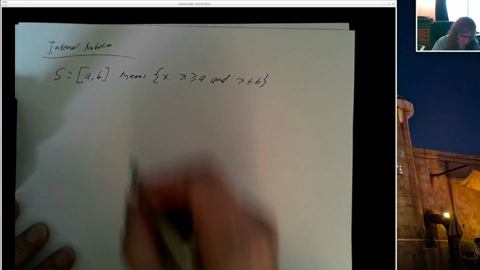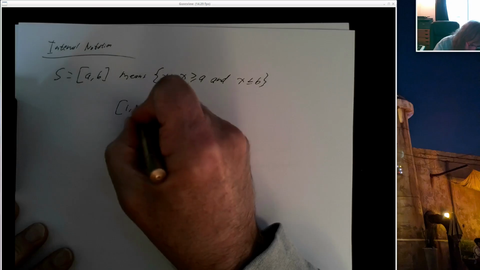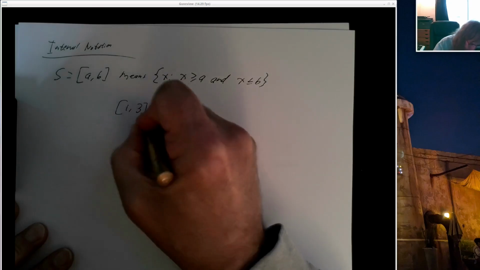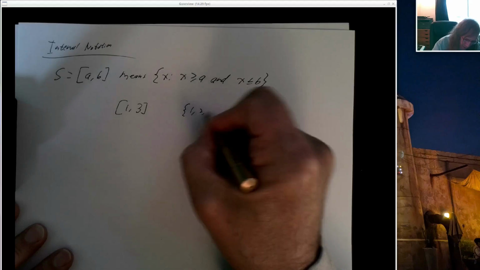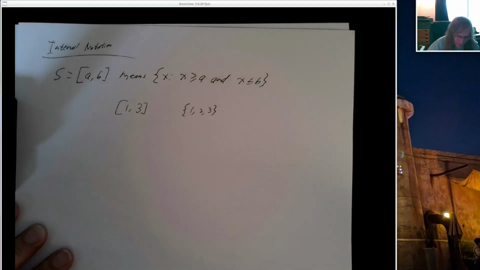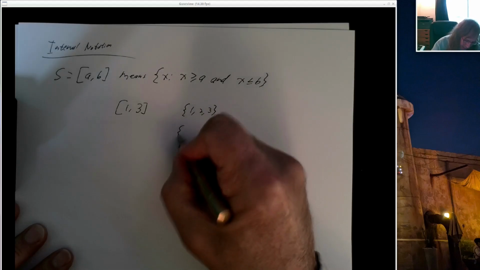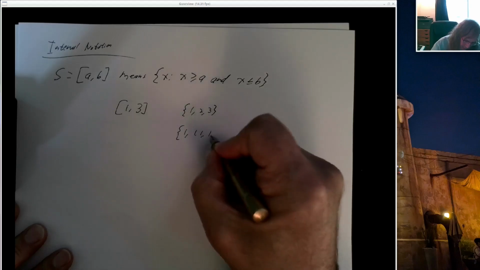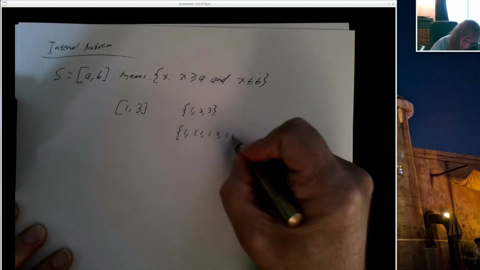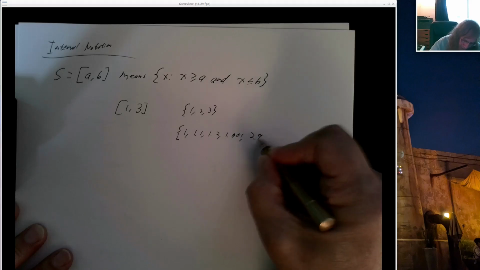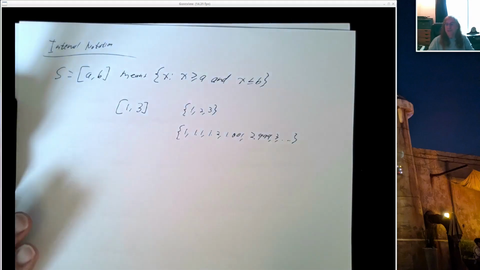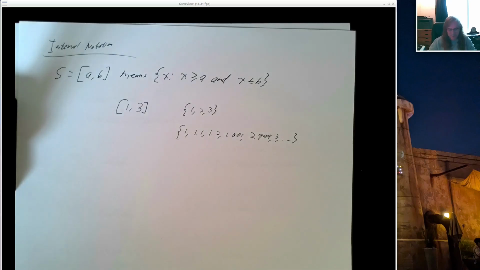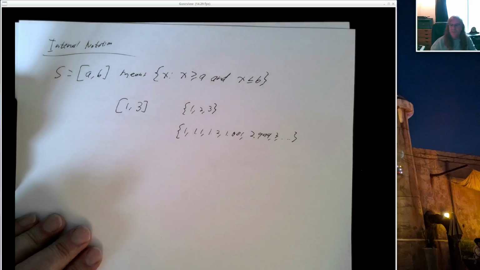So for example, if we were to say bracket 1 comma 3, well, if we're dealing with the integers, this would be the set 1, 2, 3. If we're dealing with the reals, this would be the set 1, 1.1, 1.2, 1.001, 2.9993, and so on. It would have a whole bunch of numbers in it, an infinite number of elements. So it depends what we're working over, but usually when we write this, we're working over the reals.